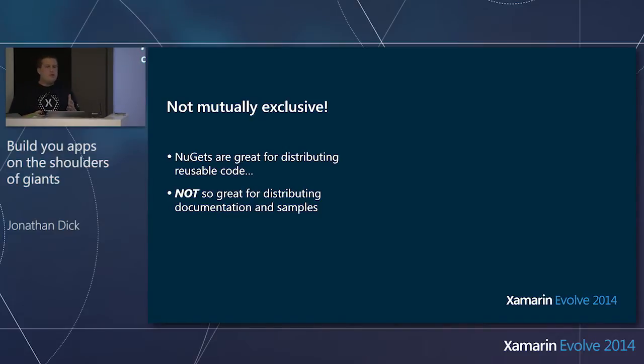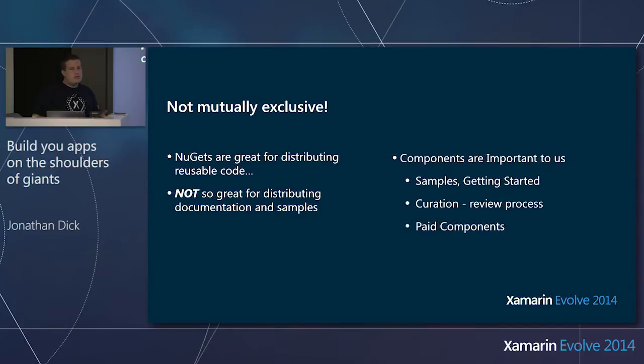But they're not so good at distributing samples and documentation. So components are still really important to us for a few of these reasons. Like I mentioned earlier, the samples and documentation, the Getting Started guide, we really want to provide an excellent user experience when you're looking at components. And part of that process is the curation of them.